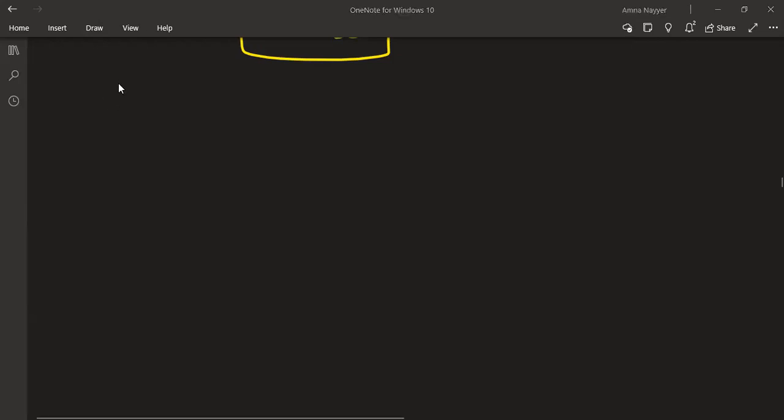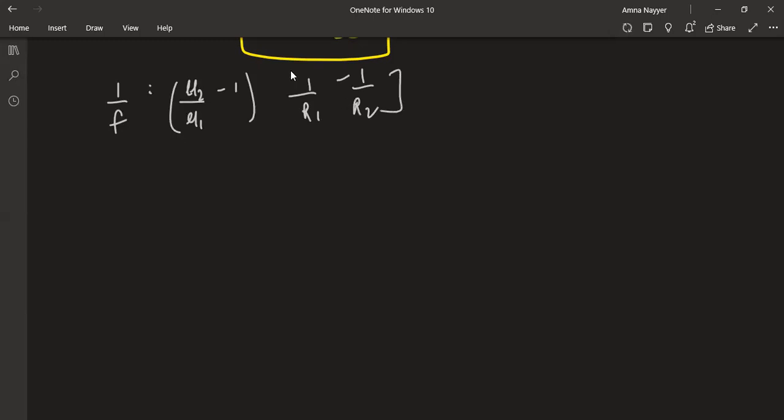Now let us see the formula, lens maker formula. So 1 by f is equal to mu 2 by mu 1 minus 1, into 1 by r1 minus 1 by r2. This is lens maker formula. Based on this, let us practice few questions that have come in the previous round.